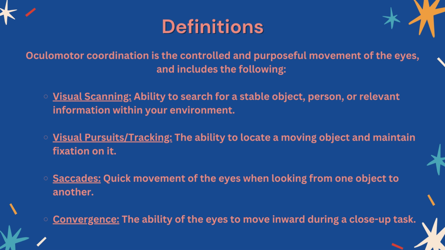The next one is saccades, and saccades are quick movements of the eyes when looking from one object to another. A common example of saccades is when children are copying notes from the board, and they have to look up at the board, focus on it, and then look back down at their paper and refocus on the notes that they're taking. The last one is convergence, and this is the ability of the eyes to move inward during a close-up task, which is important for drawing, writing, and reading tasks.